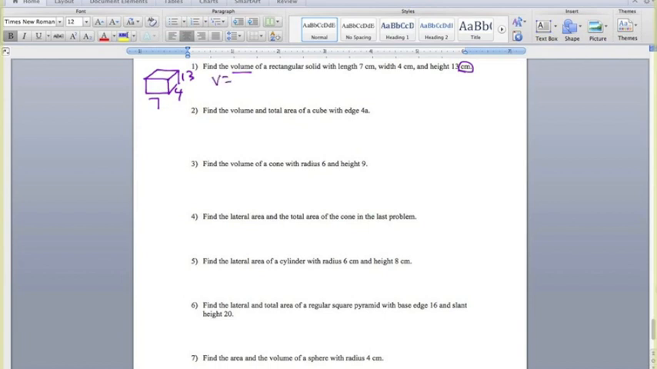Volume of a rectangular prism. Volume formulas need to be memorized. Volume is length times width times height. So that is 7 times 4 times 13, which is 364. For our units, we're multiplying 7 centimeters by 4 centimeters by 13 centimeters. Centimeters, centimeters, centimeters. So that would be centimeters cubed.